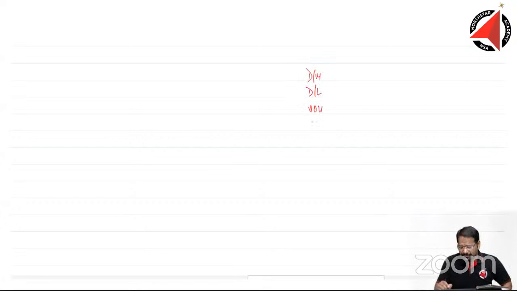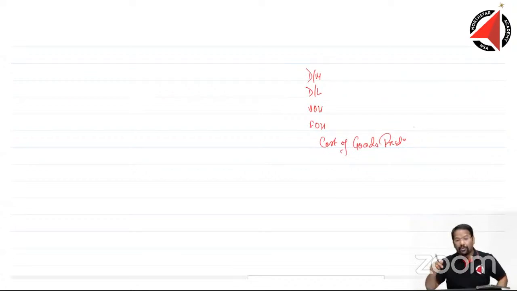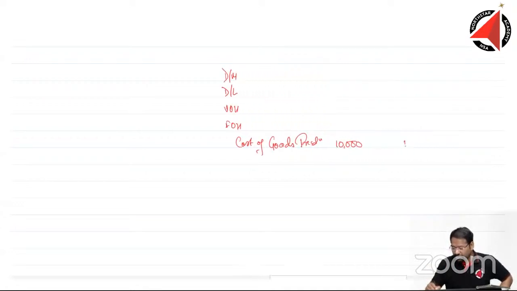Okay, fine. Let's understand what is cost of goods sold. So we have direct material, direct labor, variable overhead, and fixed overhead. We have got the total cost of production, or cost of goods produced. Cost of goods produced or cost of production, both mean the same. Now, suppose we have produced 10,000 units of goods and the total cost is coming to, suppose, $100,000.